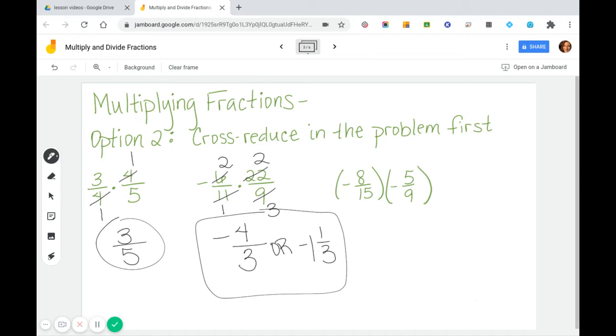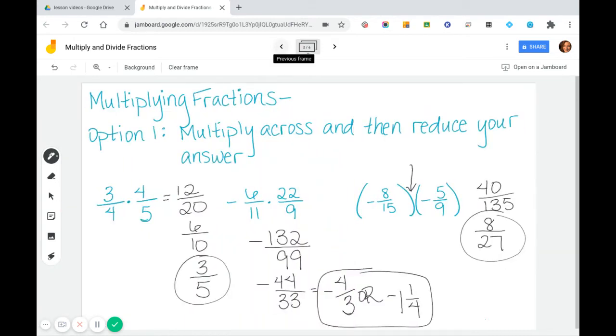Same deal on this one. Now, on this diagonal, 8 and 9, there's nothing that I can do there. But 15 and 5, I could divide them both by 5s. 15 divided by 5 is 3. 5 divided by 5 is 1. Across the top, 8 times 1 is 8. Across the bottom, 3 times 9 is 27.